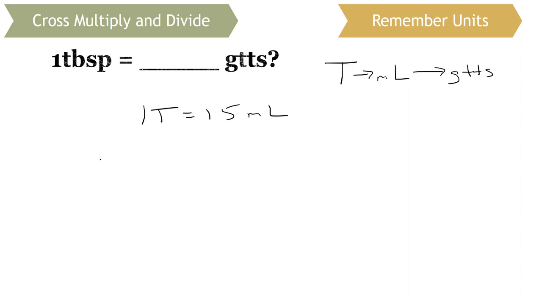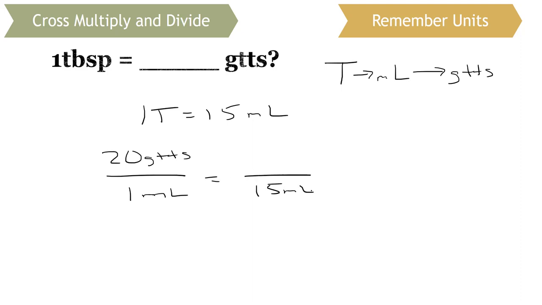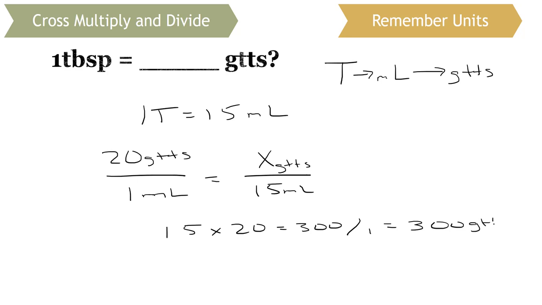So now I just need to go from milliliters to drops. So if I go 20 drops in every 1 ml, and I have 15 mLs, right? How many drops would that be? So to solve, cross multiply. 15 times 20 is equal to 300. 300 divided 1 is 300. So I know there are 300 drops in every 1 tablespoon.